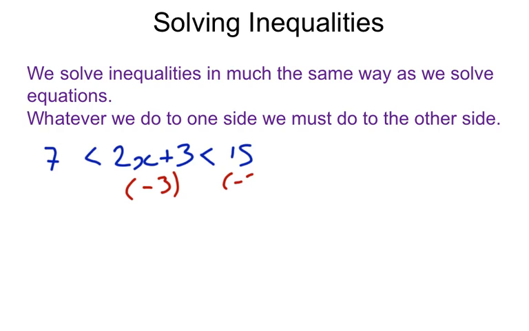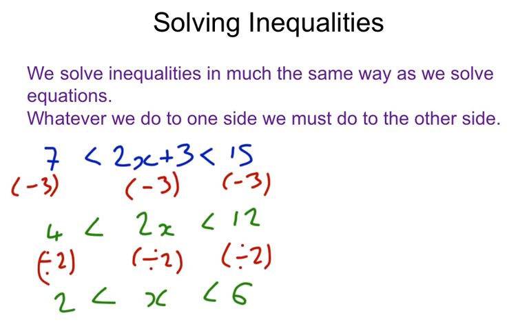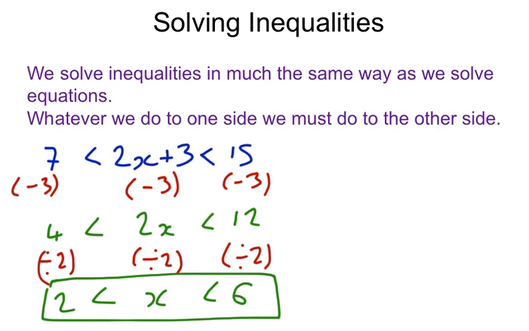But if we take away 3 from the middle, we need to take away 3 from both of the other sides, the two ends. So when we do that, we get 4 is less than 2x is less than 12. Now we're going to divide by 2. So we must divide by 2 here, and we must divide by 2 here as well, which gives us x is less than 6 and bigger than 2. So any value between 2 and 6 would satisfy the original inequality.